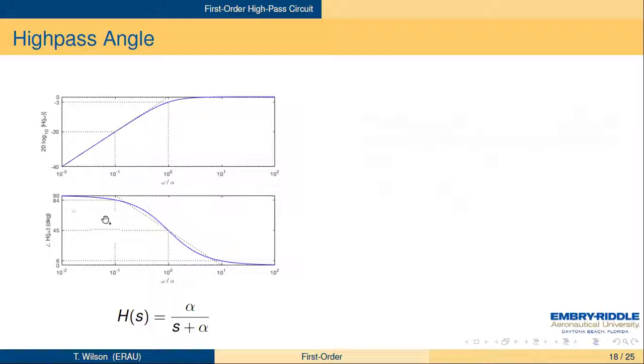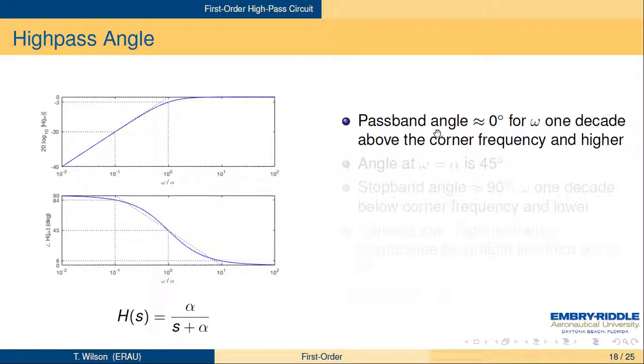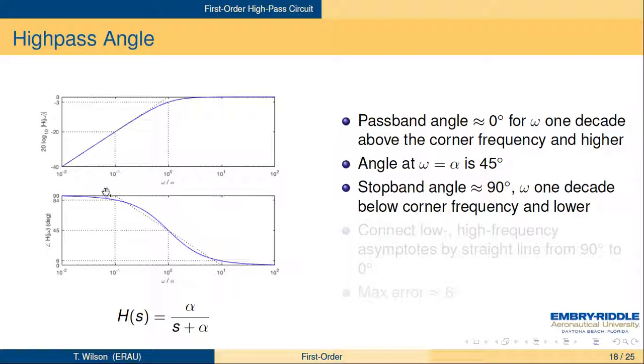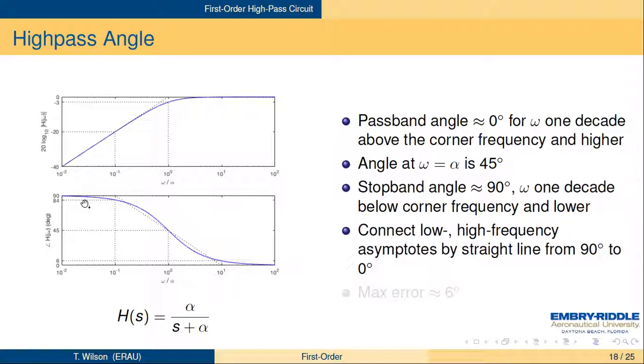We can look at the angle curve, the lower panel here. One decade above the corner frequency, the angle is about 0. At the corner frequency, the angle is plus 45 degrees. And when you're more than one decade below the corner frequency, now you've got an angle of 90 degrees. And these connect again by an asymptote that goes from 90 degrees through 45 degrees down to 0 degrees over the 2 decades surrounding the corner frequency. And again, the maximum error is 6 degrees.